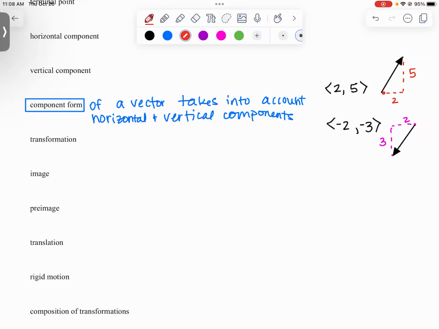It's different, okay? So when we talk about a transformation of a graph, we are going to change either the position, the shape, or the size, okay? And we're gonna just each day talk about a different one, okay?